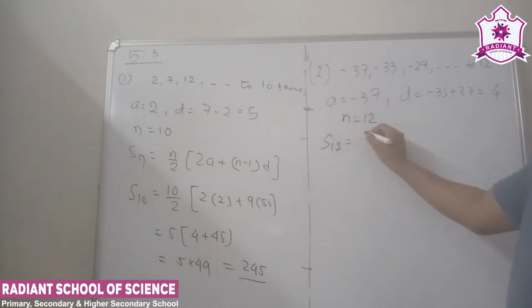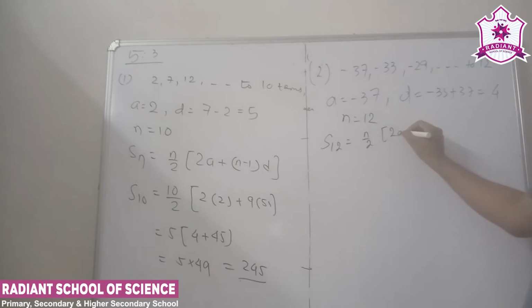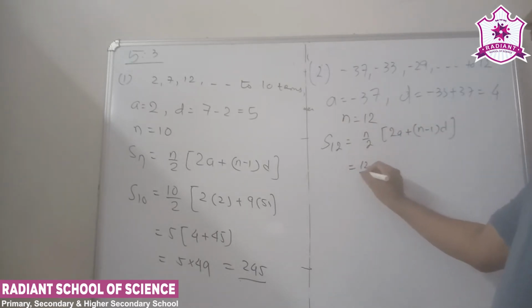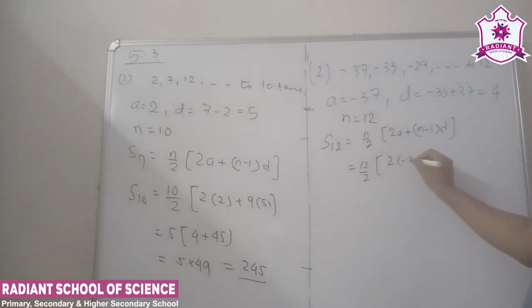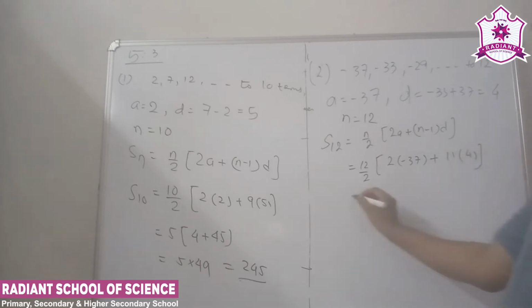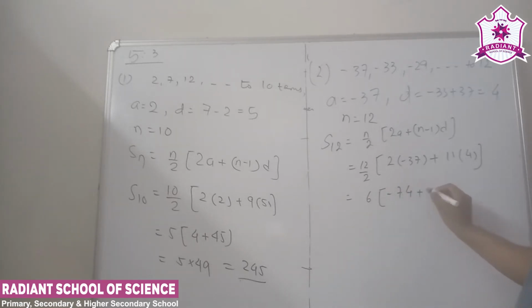So formula S12 is equal to n by 2 into 2a plus n minus 1 into d. So here 12 by 2 into 2 into minus 37 plus 11 and d means 4. Bracket close. Okay, here 6, 2 से कट कर दिया. Here 14, 1 carry forward and 7, minus 74 and plus 44. So we got 6 into bracket minus 30. So we got minus 180. So S12 is equal to minus 180. Clear? Okay. Now more sums here.